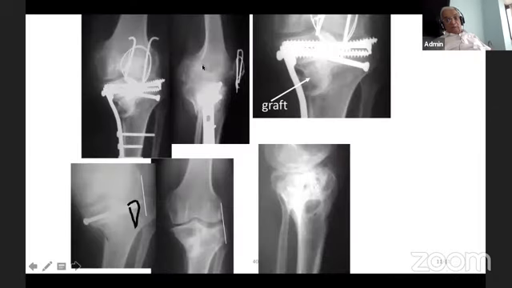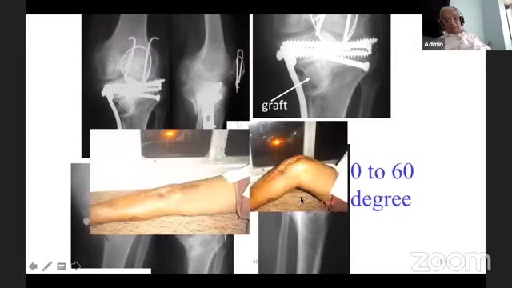And you can see here, the whole thing has been corrected. And ultimately, this also came down to an intra-articular osteotomy. I did that, and the whole thing ultimately is held up. And you can see 0 to 60 degrees, the range of movement, and the limb is straight. He can walk about, move about, and he can do everything.